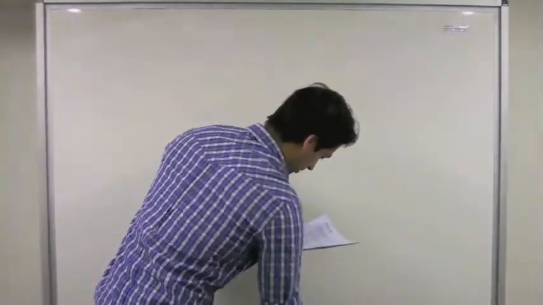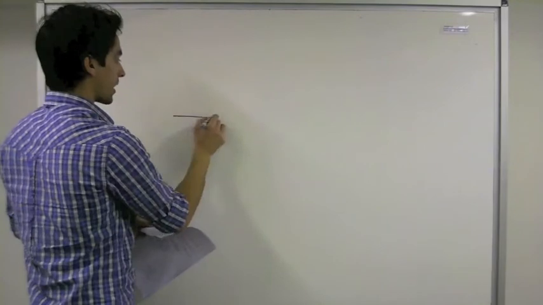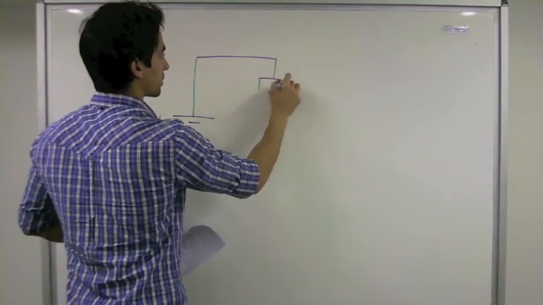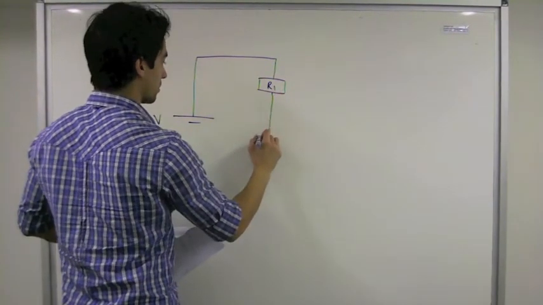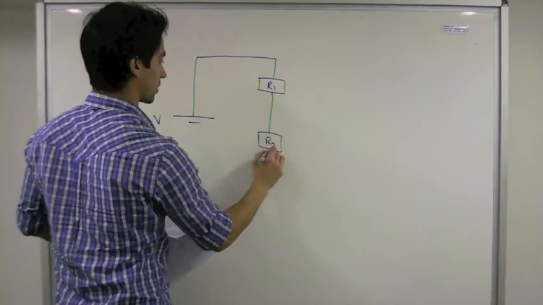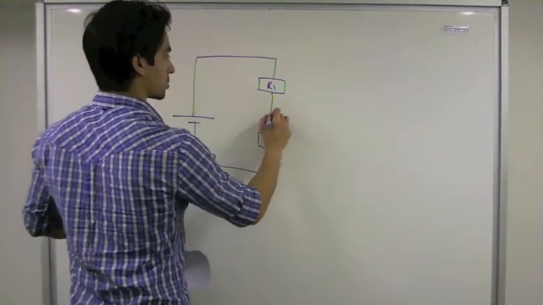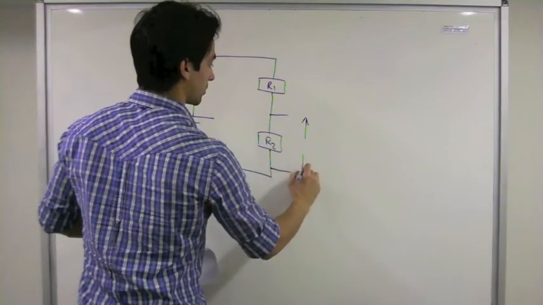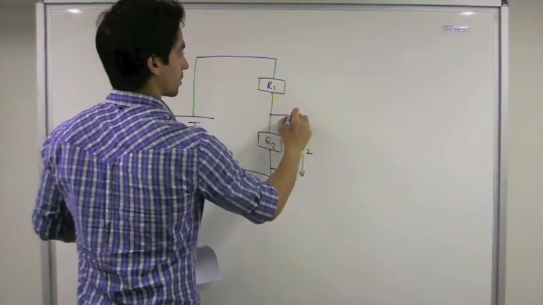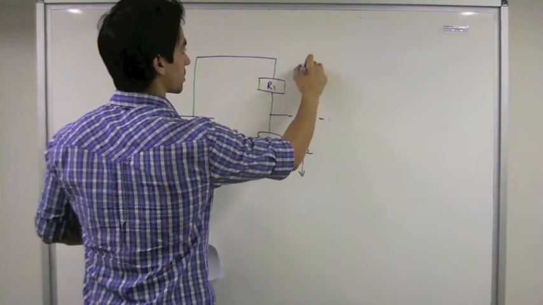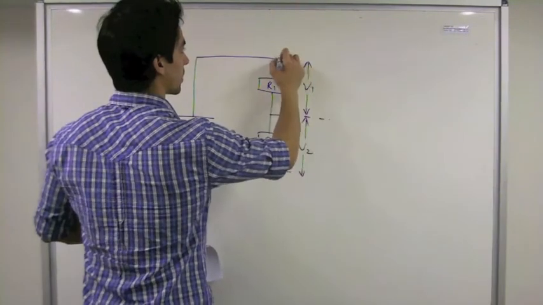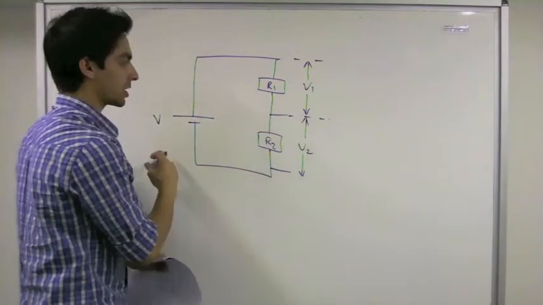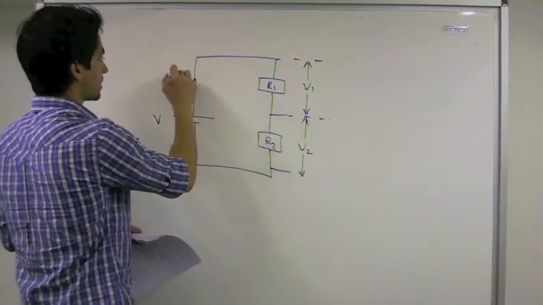Next portion is about potential dividers. So if I have an EMF of V over here, a resistance R1 over here and a resistance R2 over here, let's say the potential difference across R2 is V2 and the potential difference across R1 is V1. What would be the values of V1 and V2 in relation to V? Let's see this. Let's say the current is I.